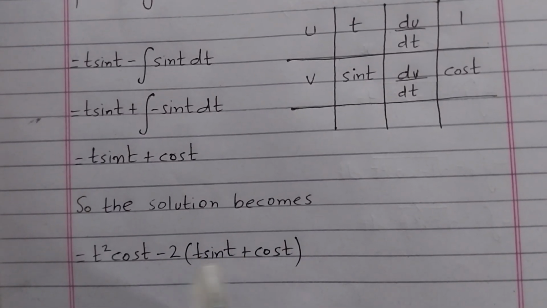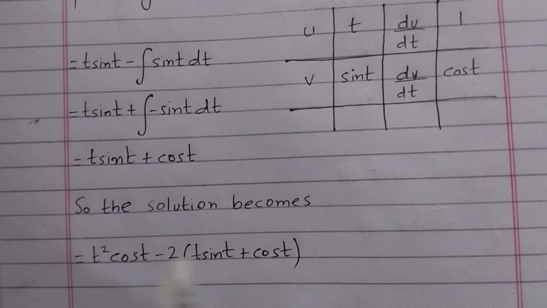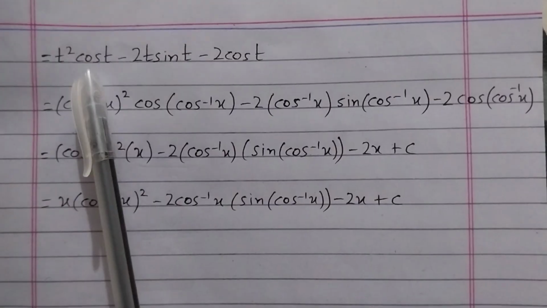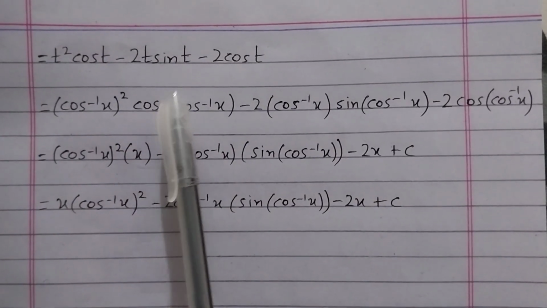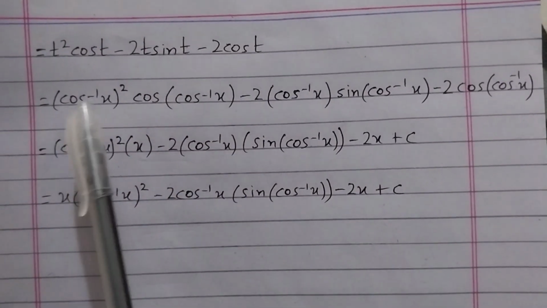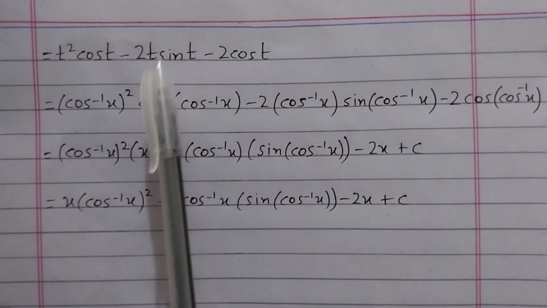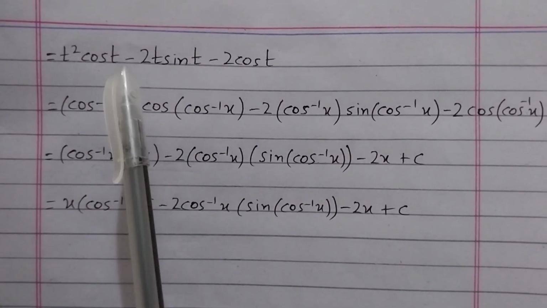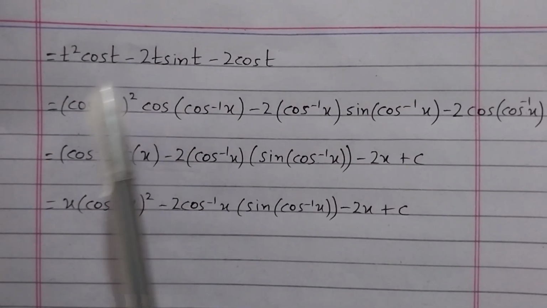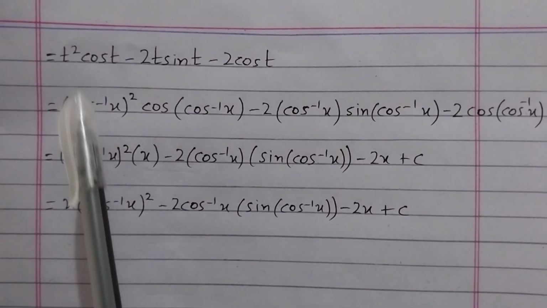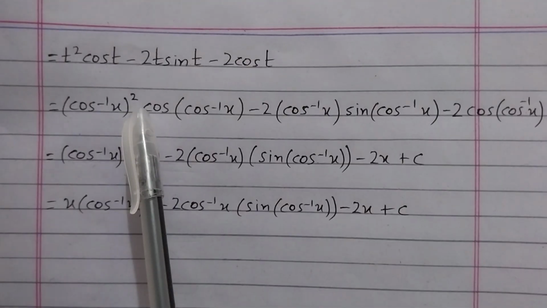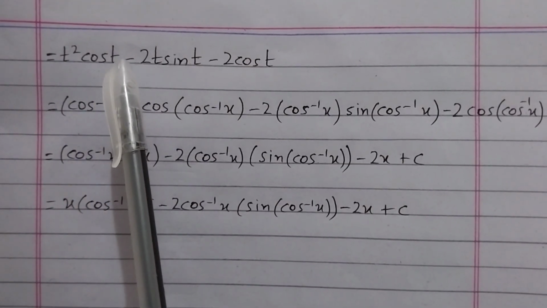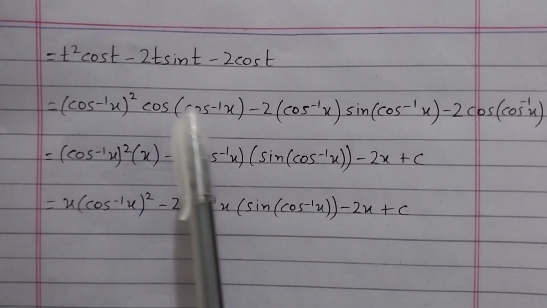Now we need to just simplify or rearrange these terms to get the final answer. So we have t square cos t minus 2t sine t minus 2 cos t. And remember that our integral wasn't in terms of t, we used substitution. So we need to replace all the terms involving t in terms of x. So t square is basically cos inverse x whole squared, because t was equal to cos inverse of x, and t is simply cos inverse of x.